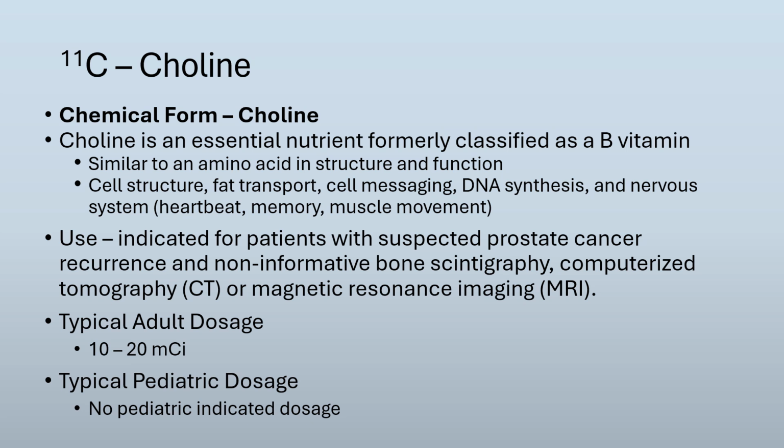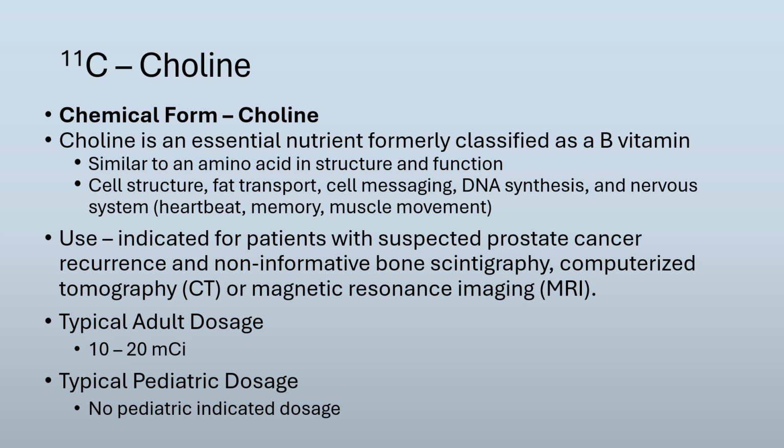Now, carbon-11 choline, the chemical form is choline. Choline is a central nutrient formerly classified as a B vitamin. It's similar to an amino acid in structure and function. The cell structure, fat transport, cell messaging, DNA synthesis, and nervous system. Choline plays a role in all of that. Heartbeat, memory, muscle movement, and so it has a wide variety of uses for cellular function.